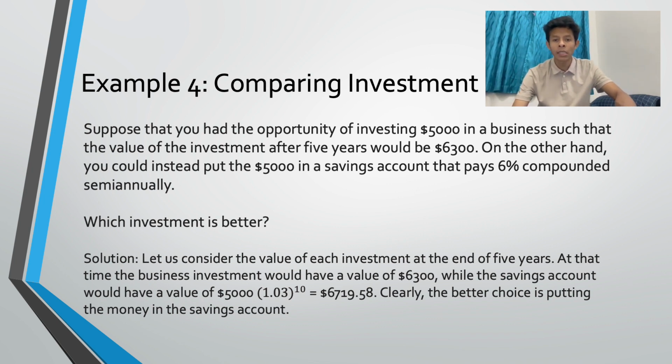Solution: let us consider the value of each investment at the end of 5 years. At that time, the business investment would have a value of 6,300, while the savings account would have a value of 5,000 times 1.03 to the power of 10, equal to 6,719.58. Clearly, the better choice is putting the money in the savings account.